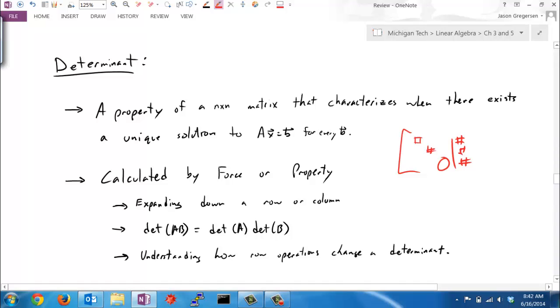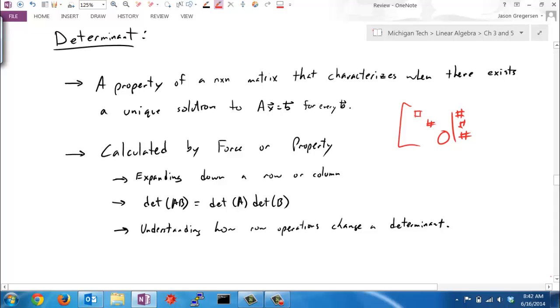How do we actually calculate it? We did a bunch of problems like that, so we're not going to spend too much time here. It's a mechanical process. Basically, we expanded down either a row or a column. This is the brute force method of finding the determinant. It was smart of us to pick a good row or column. But there were also properties that allowed us to calculate the determinant. The key properties were that the determinant of AB is equal to the determinant of A times the determinant of B, and understanding how the row operations affect the determinant.